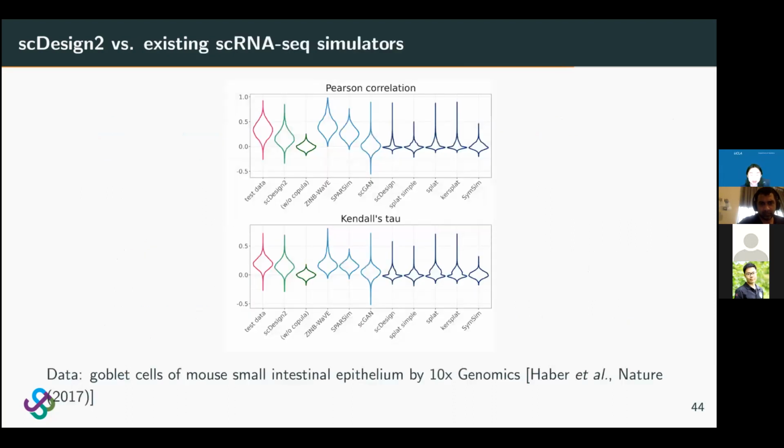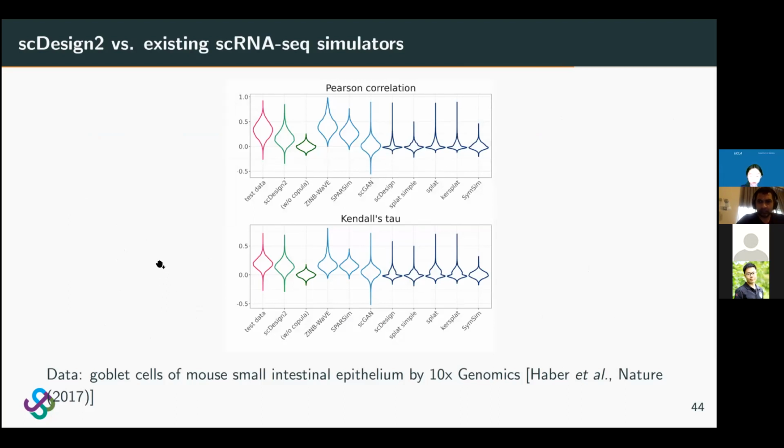All right, so now let's look at some results. The first result is to compare our method with existing methods. Many of these methods do not capture gene correlations at all, including our previous method, scDesign. That's why we call this scDesign2: in the previous method, we also wanted to develop a simulator, but back then, the simulator didn't capture gene correlations.